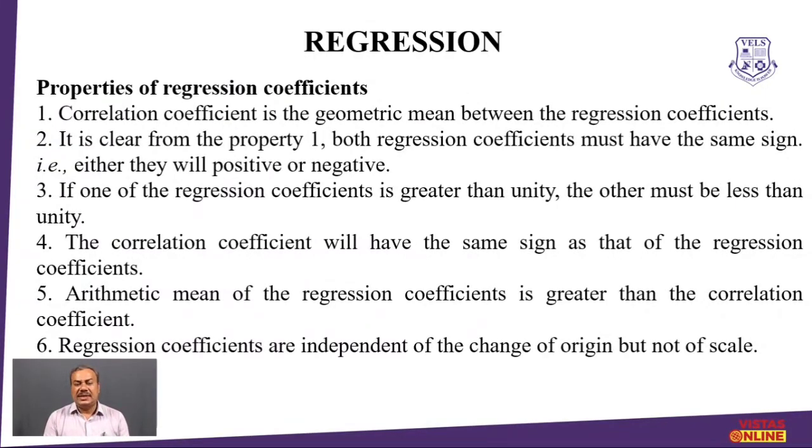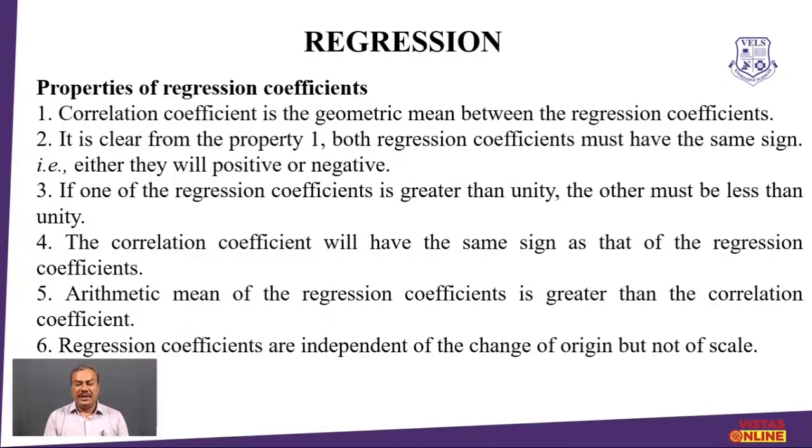Now, properties of regression coefficients. Correlation coefficient is the geometric mean between the regression coefficients. That is, the geometric mean of the two regression coefficients is equal to the correlation coefficient. That is, r equals plus or minus square root of bxy into byx. It is clear from property 1 that both regression coefficients must have the same sign. Either they will be positive or negative.